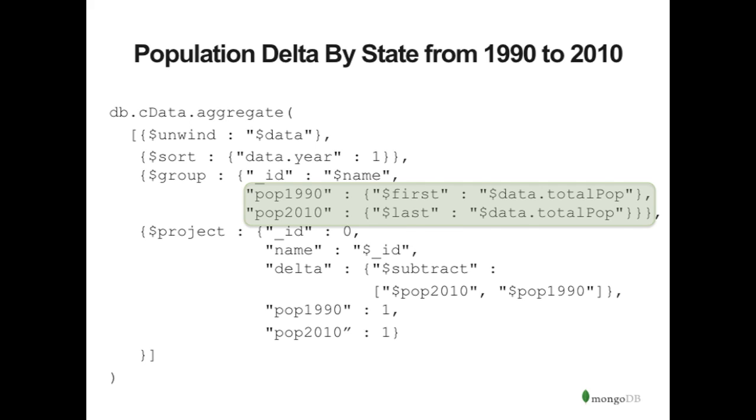Because I've sorted the data in the aggregation pipeline, I can now leverage first and last. And I know that for each state, since I'm grouping by state name, its first document in that grouping is going to be the 1990 data, and the last document in the grouping is going to be the 2010 data. So by doing this sort and then group by state, I can grab the two particular data for the years I care about, essentially eliminating the data for 2000.